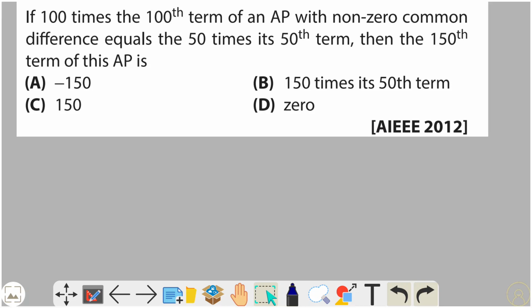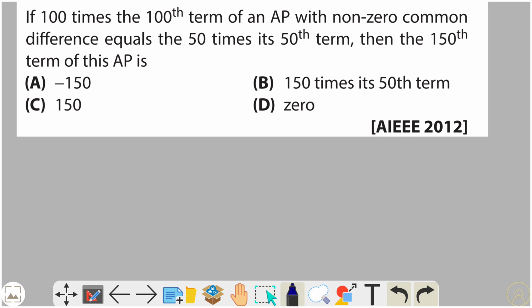So again, a JEE question. Sequence and series, that chapter. First one: if 100 times the 100th term of an AP with non-zero common difference, so D is definitely not equal to 0, equals 50 times its 50th term, then the 150th term of this AP is dash.